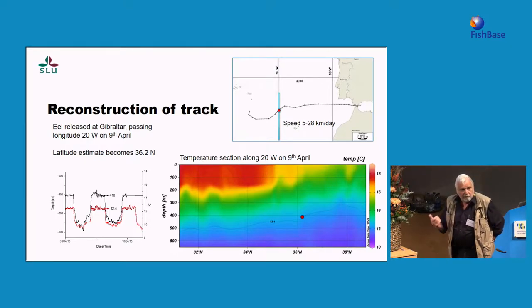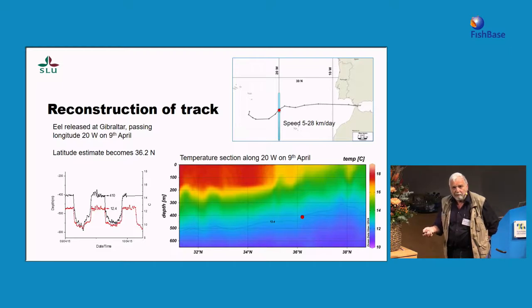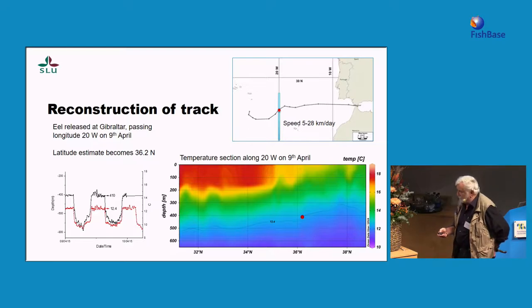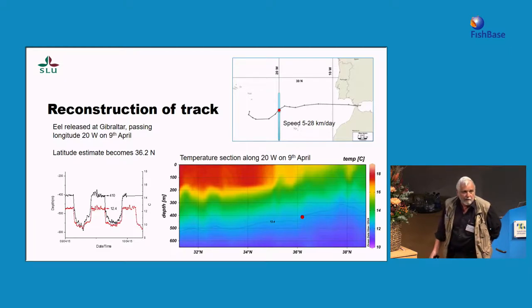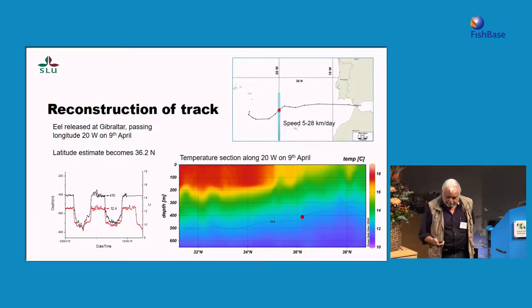And that also allows us to calculate the migration speed. And in this case, it's, if I remember, 5 to 28 kilometers per day. It has varied, but like 15 kilometers per day on the average.